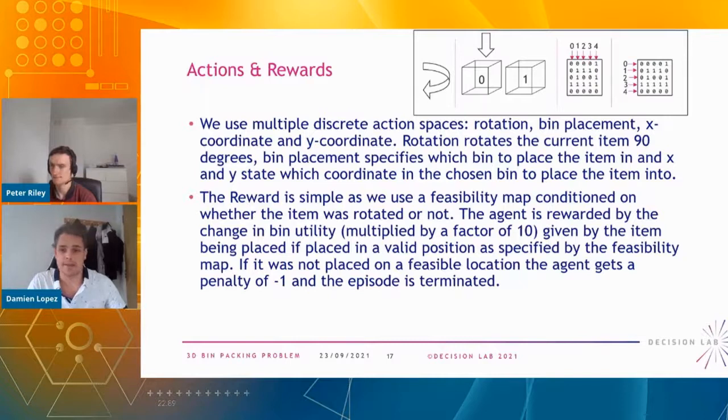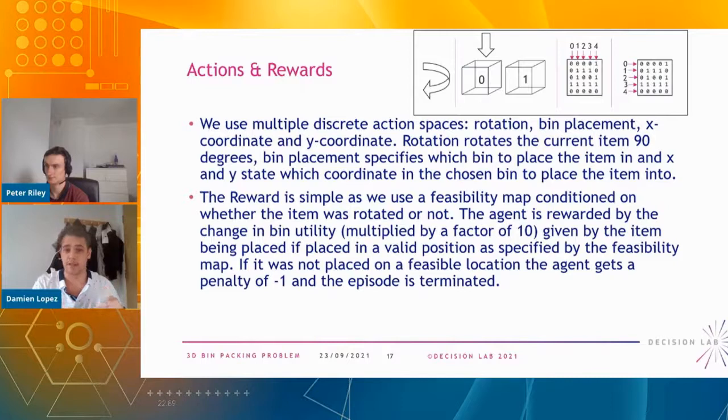The reward is quite simple because, as we use the feasibility maps, we are able to more easily state whether it did well or not. So the agent is rewarded by the change in bin utility, which is just how much the volume of the item is with respect to the total bin size. In this case, with a 5x5x5 bin and a 1x1x1 item, it's a 0.008 change in volume, and then we multiply this by a factor of 10 to get the percentage of how much it changed, and we give this as a reward for placing that item down successfully.